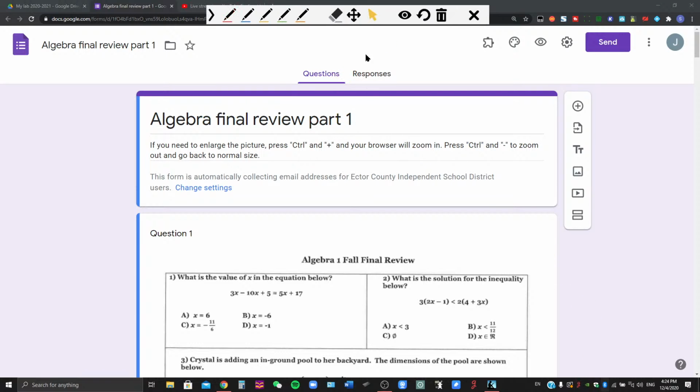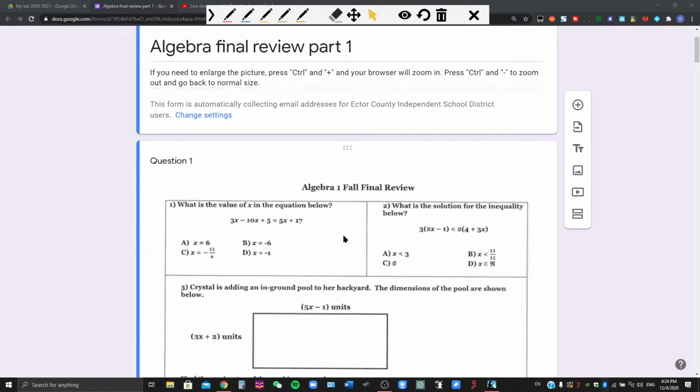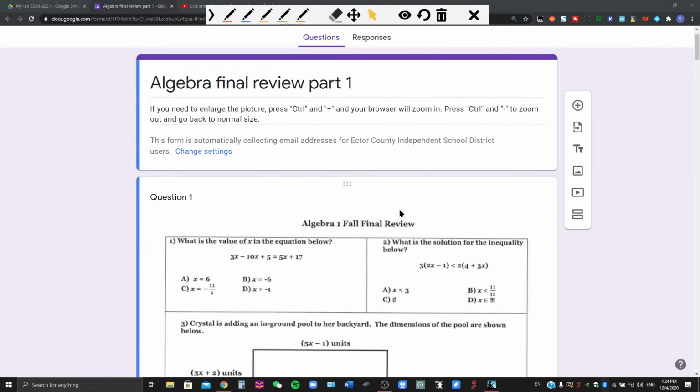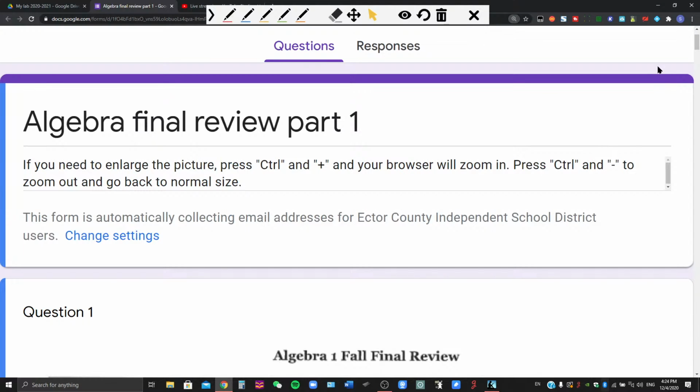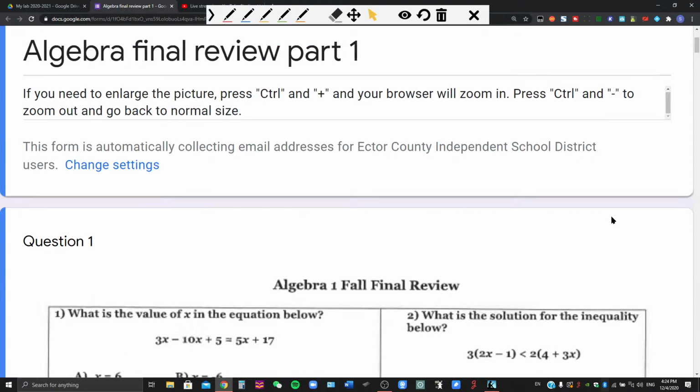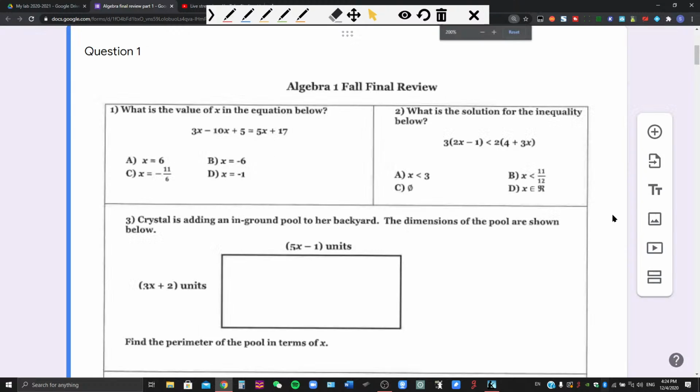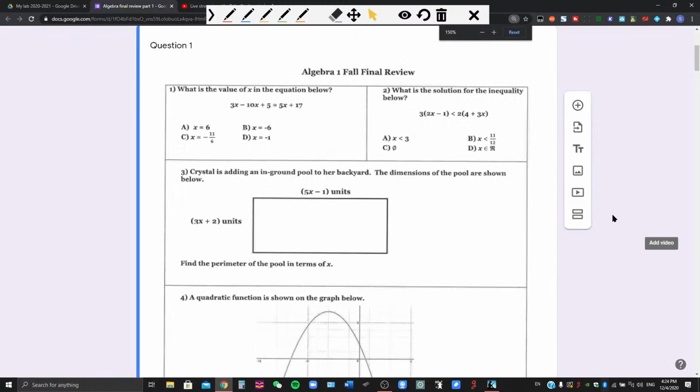Here we have this Google form. Just in case while you're doing this, if you need to make it larger so that you can see the details, you can use Control and plus to zoom in on your browser. And if you just want to go back to the normal size, you can use Control and the subtract sign to zoom out. All right, let's go on.